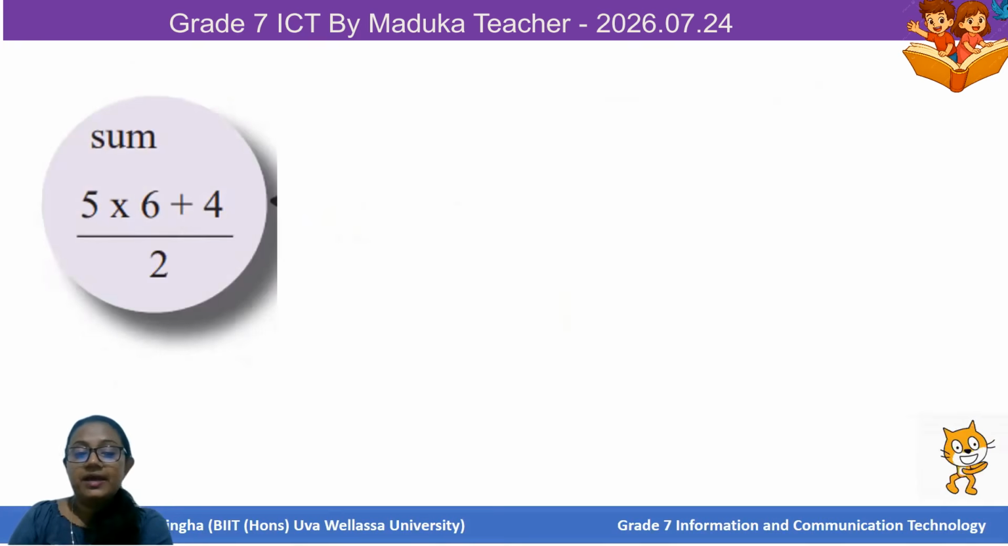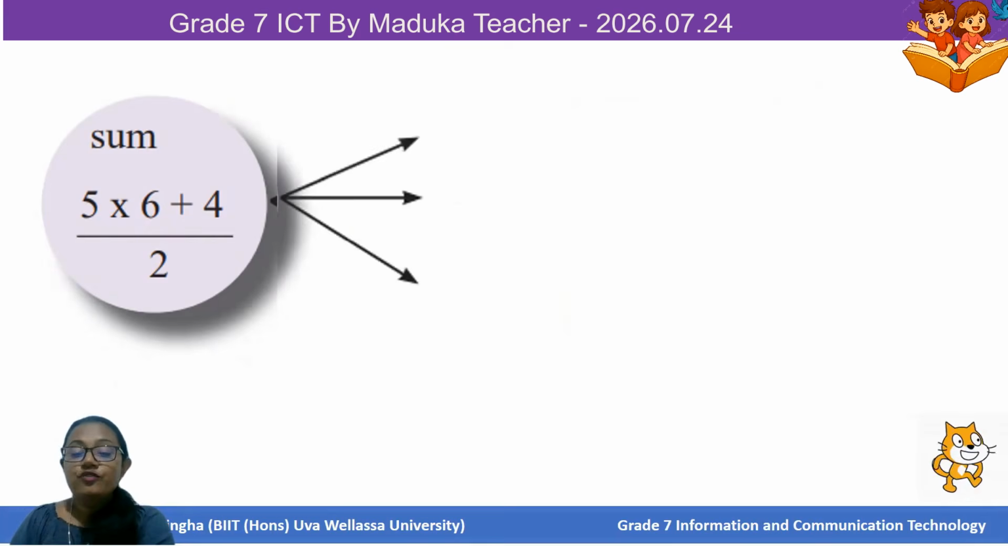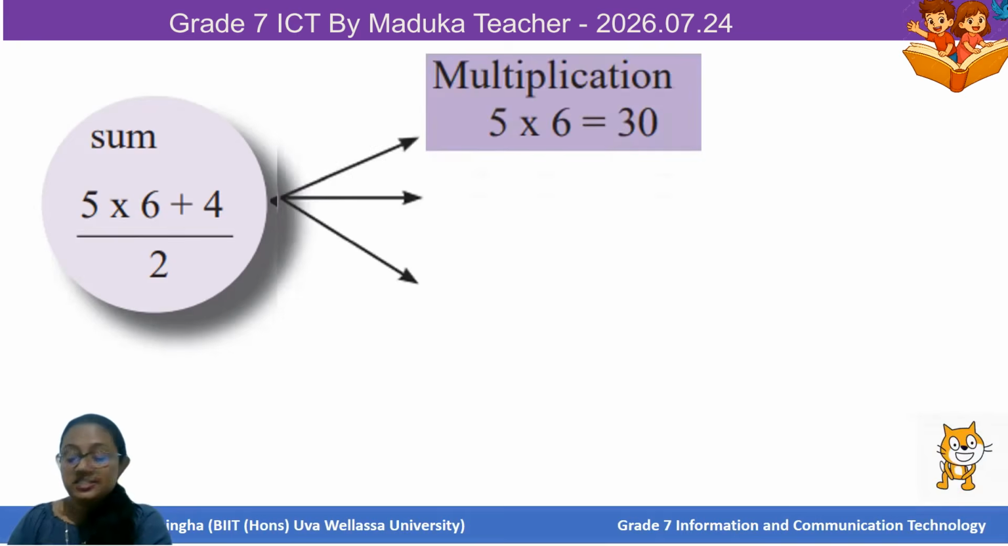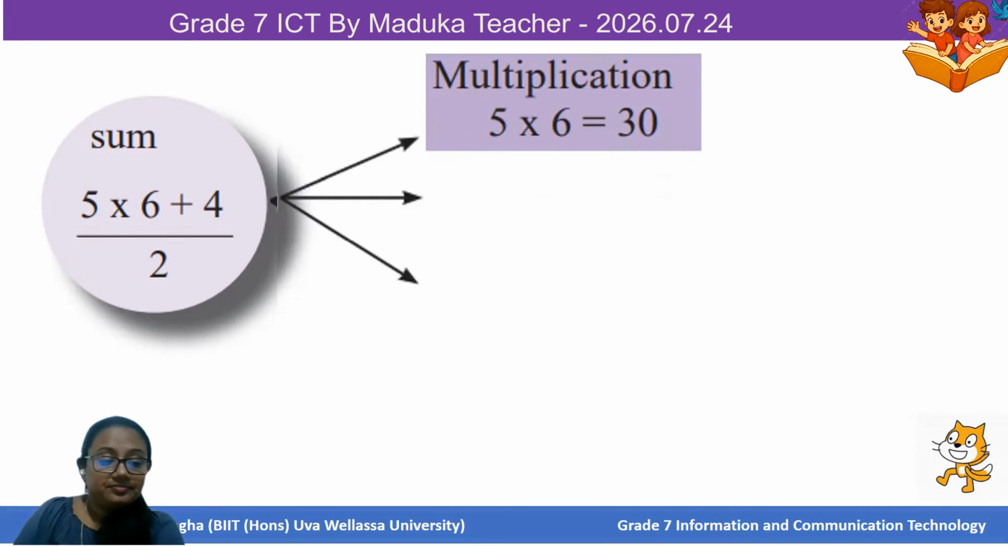See, there is a mathematical formula, right? 5 multiplied by 6 plus 4, then total amount divided by 2. Now we are going to decompose this complex mathematical problem into small sub problems. First we are going to multiply.